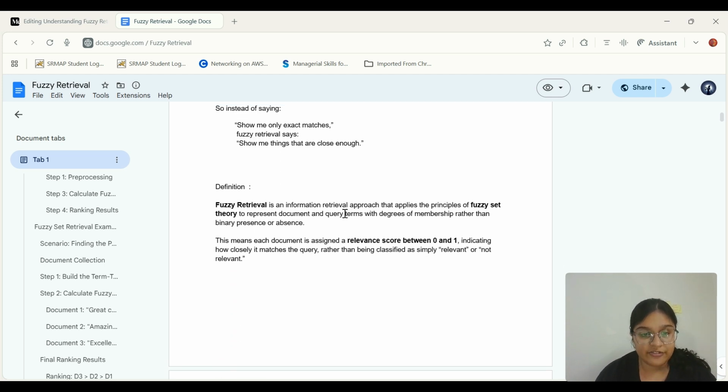So if we want the definition of fuzzy retrieval, it is an information retrieval approach that applies the principles of fuzzy set theory to represent document and query terms with degrees of membership rather than binary presence or absence. So with fuzzy retrieval, each of your query terms will be assigned a degree of membership which will define your presence or absence of that term. So there will be a relevance score between 0 and 1 indicating how close it matches with your query. Then it will judge your corpus as relevant or not relevant.